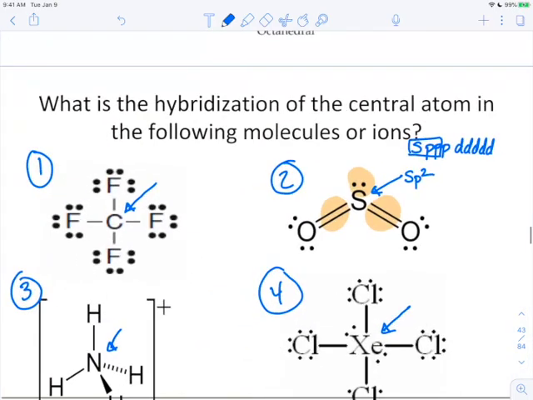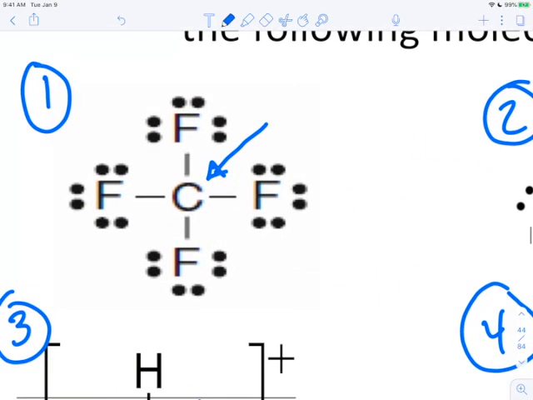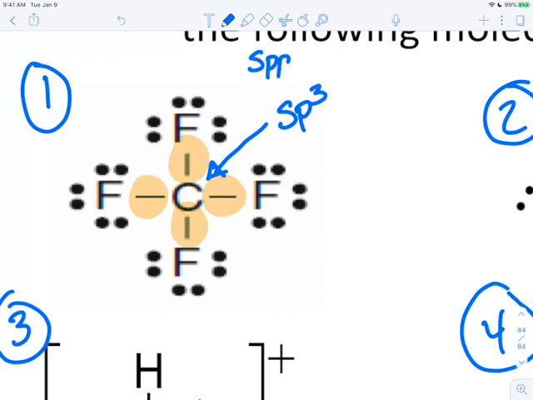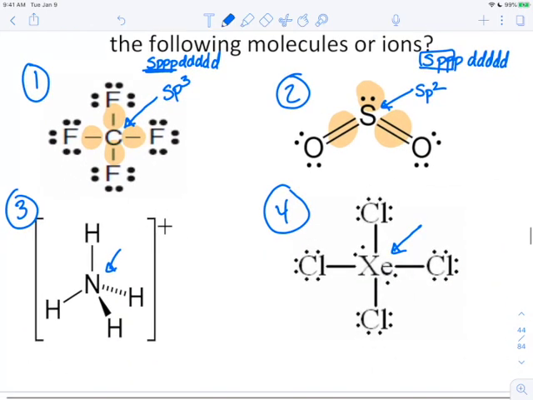Okay, so let's go back to number 1. So looking through the chat, it looks like the popular answer was sp3, and I agree. So it's sp3 because we have 1, 2, 3, 4 electron groups, and if we look at our first 4 of the orbitals, we have an S and 3 Ps there. So any questions on number 1 being sp3?